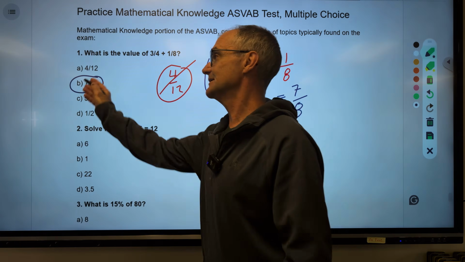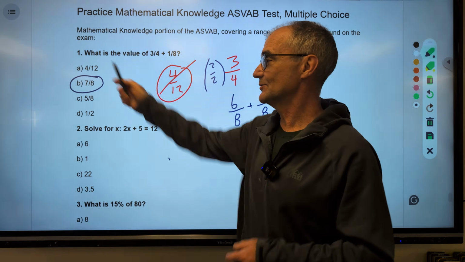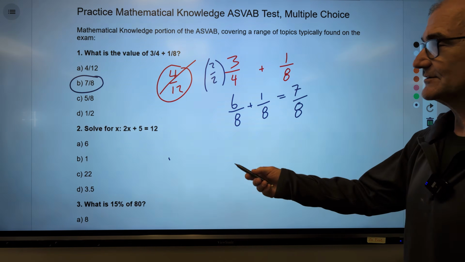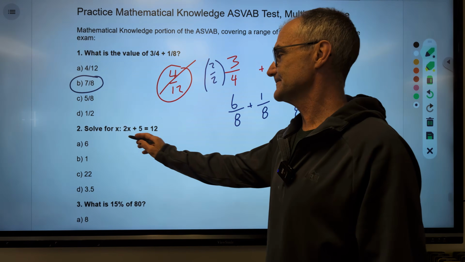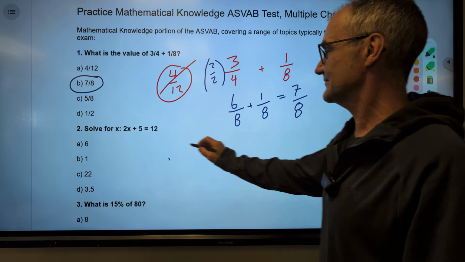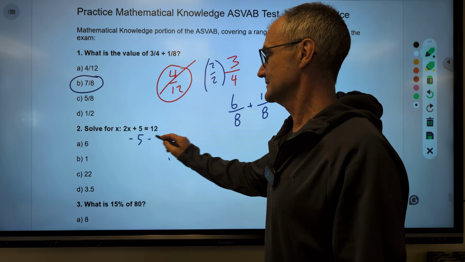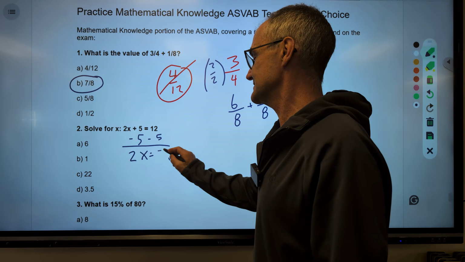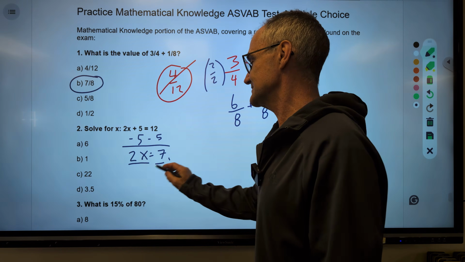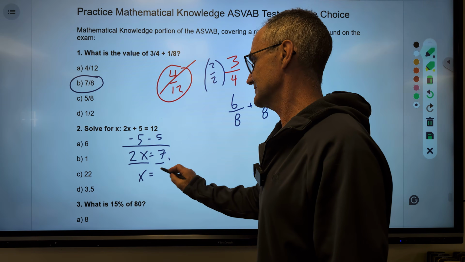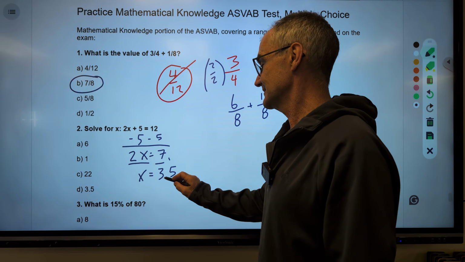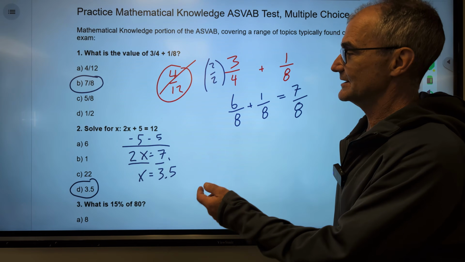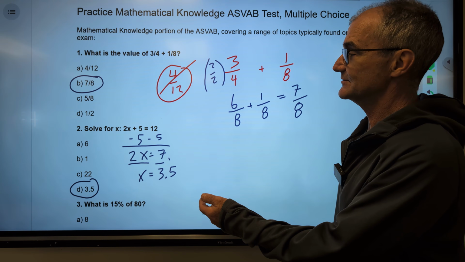Correct answer B. Distractor is 4 12s. Okay, number 2, solve for x in this equation here. I'm going to subtract 5 from both sides to give me 2x is equal to 7. Divide both sides by 2 to get x is equal to 3.5. Correct answer, answer D.